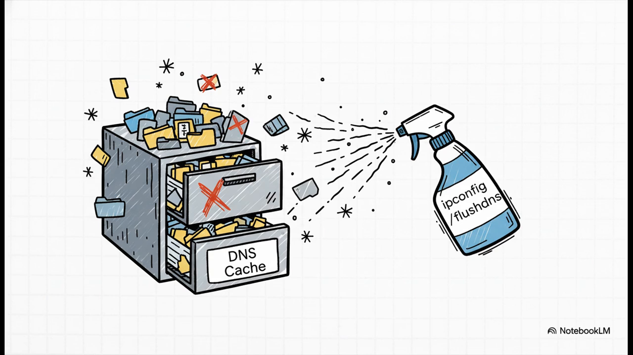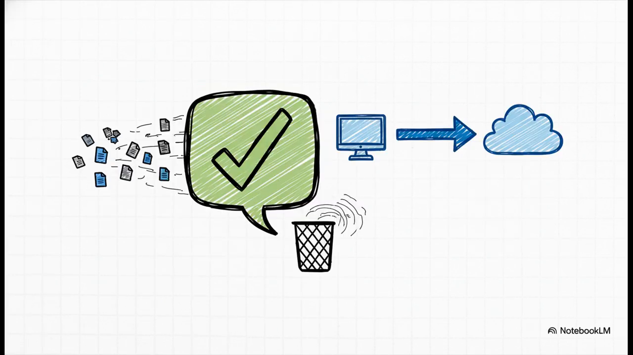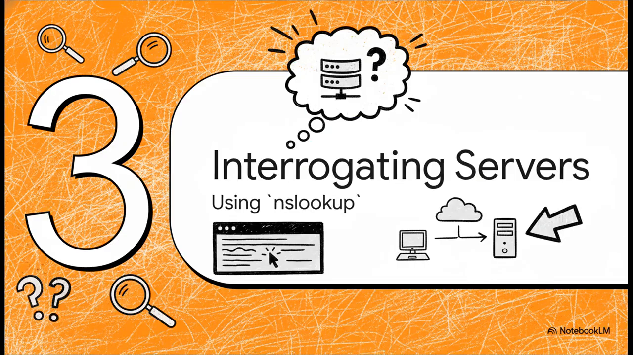Okay, but what happens if you suspect your computer's local memory is, well, wrong? Like, what if a website moved but your PC is still clinging to the old address? That's where our next tool comes in. ipconfig /flushdns is like a memory wipe. It tells your computer to just forget everything it thinks it knows and start fresh. And when you see this little confirmation message pop up, that's the good stuff. It means it worked. All those old, locally stored records are gone. Now the next time you make a request, your computer has no choice but to go out and find brand new, up-to-date information.